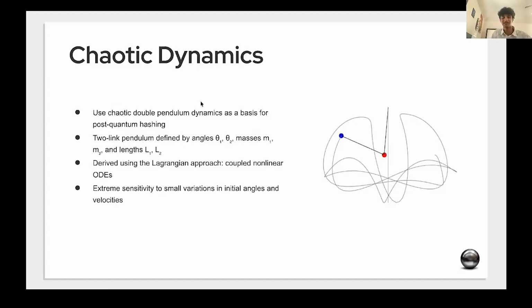So, a little more on the chaotic dynamics and how we set up the simulation. A classic example of chaotic dynamics is a double pendulum. You can see that image there. The parameters for the simulation are the two angles of the two links of the pendulum, as well as the masses on each end, and the lengths of those links respectively. What you get is a couple of nonlinear ordinary differential equations that we then numerically solve. This gives us extreme sensitivity to small variations in initial angles and velocities, which we'll be able to see plotted in the plot on the right.